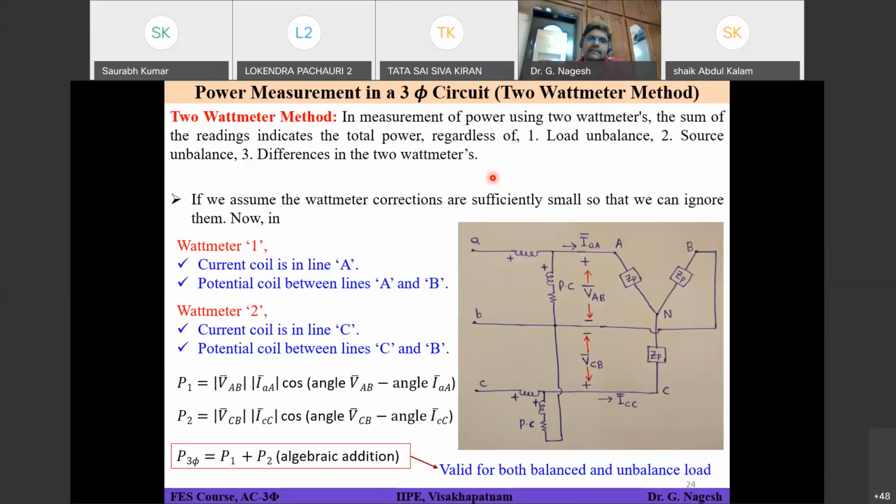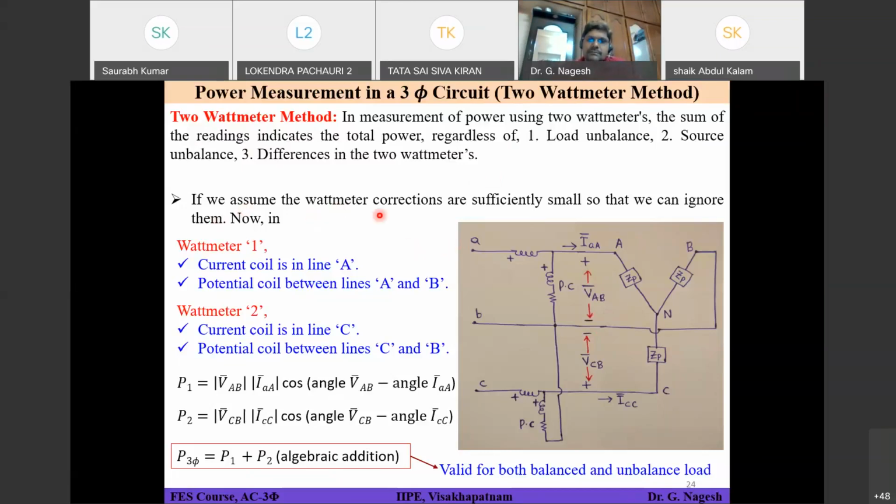Simply add the two wattmeter readings, that will give you the total power consumed by the three-phase load. So that's what it states. Using two wattmeters itself, you can measure the power consumed by the three-phase load. So now the question comes, how to connect those two wattmeters in your circuit? Because you have two wattmeters and three lines. So how to connect them? That we are going to see now.